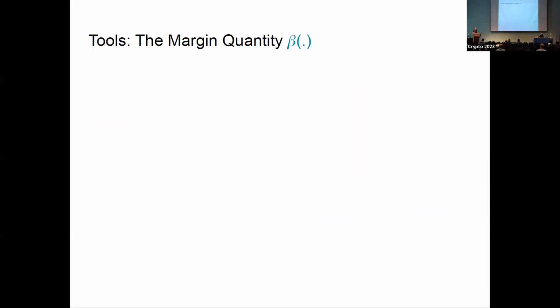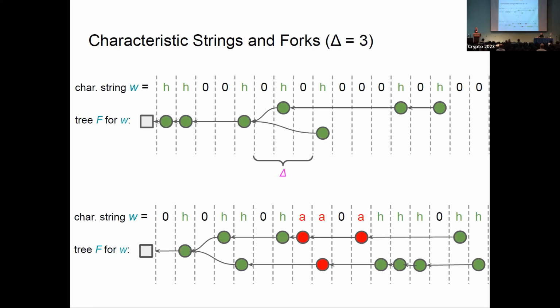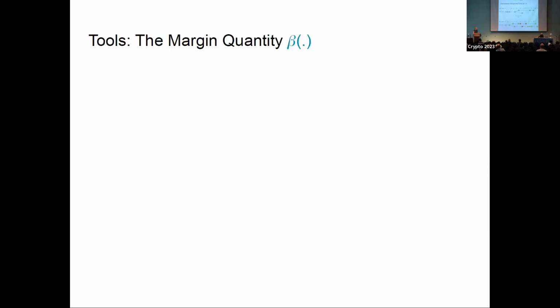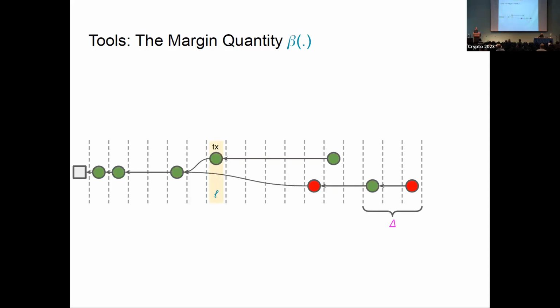So to be able to answer the question that I asked, which is, given such a characteristic string, does it or does it not allow an execution that leads to such deep forks, we use an analytic quantity called margin that I will introduce next, and I will start by illustrating it in an example. So consider this tree, and consider a particular slot of interest, for example, because it contains a block in which there is a transaction we care about. So what interesting can be said about this tree?